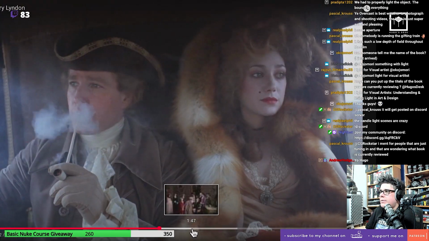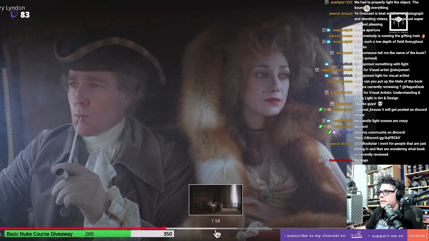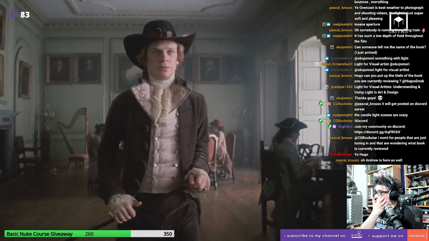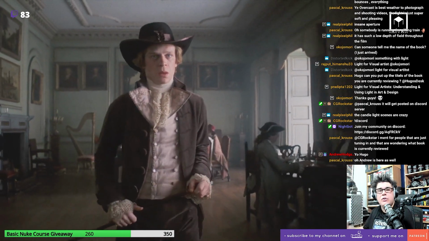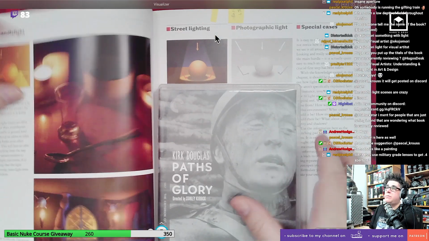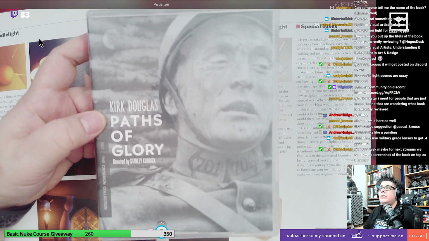I think there's a couple more. I'm just going to scrub to a couple more shots here so we can see it. And just look at this. This just looks literally like a painting. So if you can ever achieve this kind of lighting on your CG scenes, I'm sure you're going to be hired immediately. Okay? Immediately.